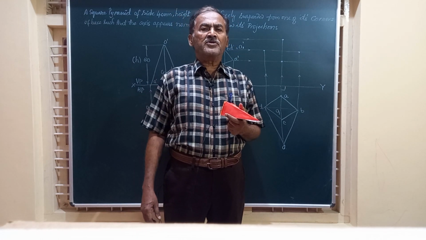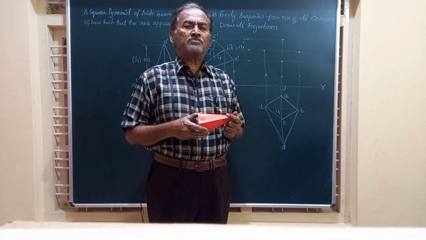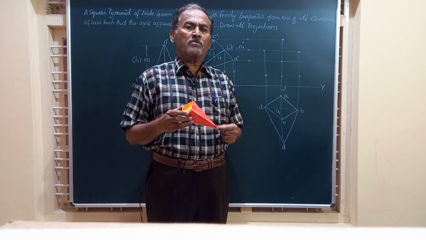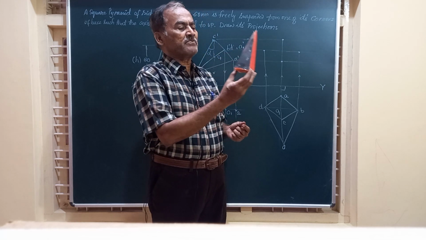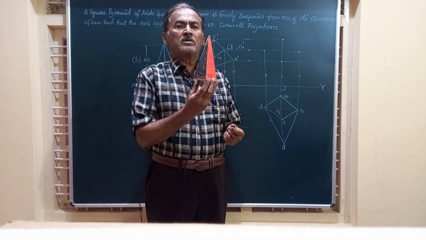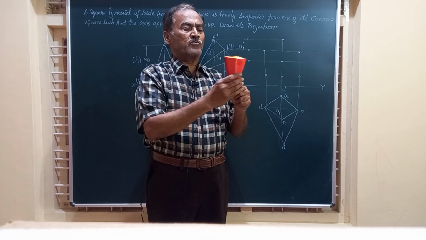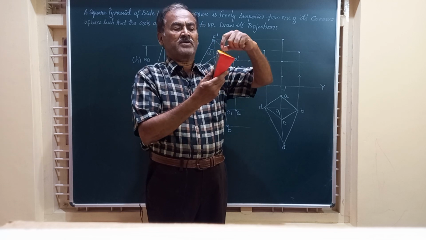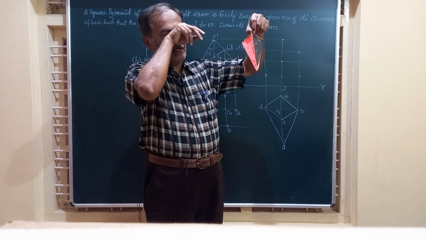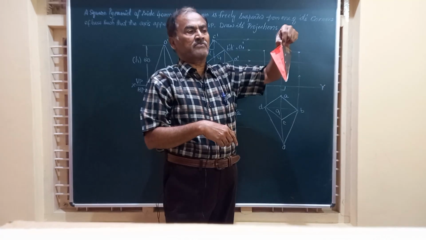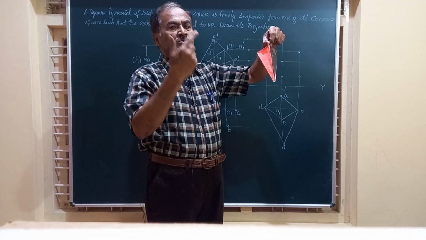And in today's video, we are going to work out a very nice and very important problem on the projection of a square pyramid which is going to be suspended from one of the corners of its base, something like this. So if you hold it like this, or if it is fully suspended from one of the corners of the base, how does it look?